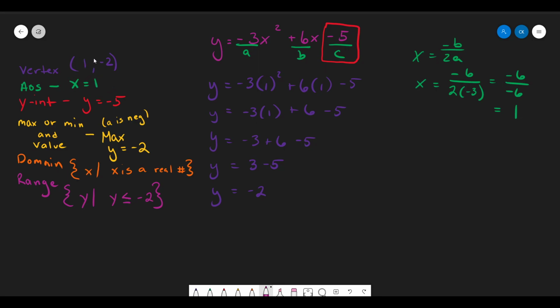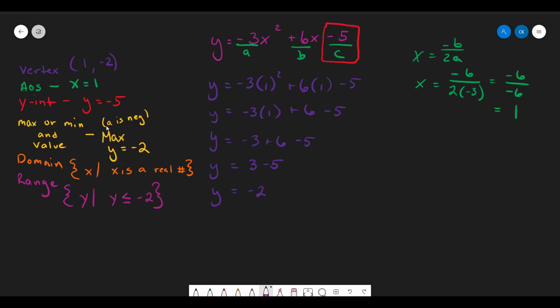That is the x value of my vertex. So I take that, I plug that in for x, I solve for y. 1 squared is 1, 6 times 1 is 6. Negative 3 times 1 is negative 3. Negative 3 plus 6 is 3. 3 minus 5 is negative 2. So my vertex is 1, negative 2. My y-intercept is whatever c is. My y-intercept would just be negative 5.